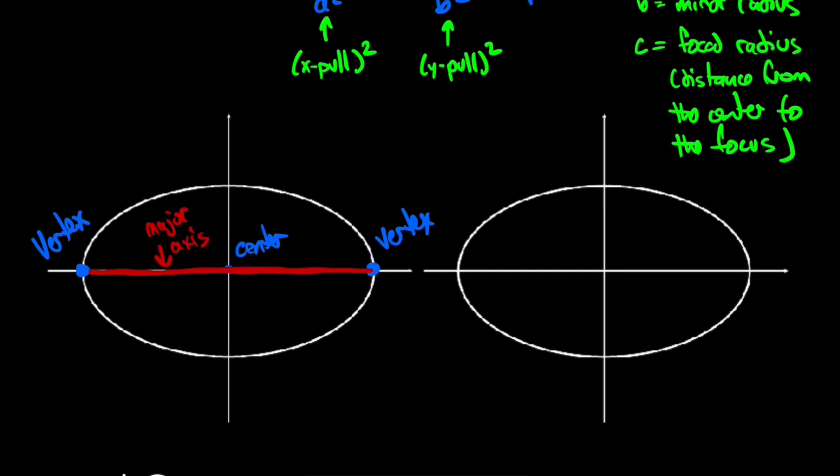So in this case, it's that one. The shorter of the two, so that's this one here, is the minor axis.